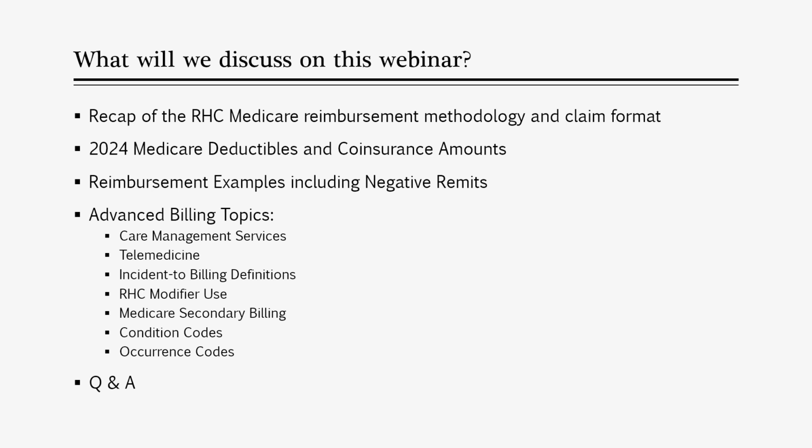And then we're going to spend a good bit of time on the Medicare deductibles and coinsurance and how the crazy way those deductibles work for RHCs, how that ends up at the first of the year giving you some really squirrely looking remittance advices that have recoupments or negative amounts on them. And then we're going to go into some advanced billing topics as you see listed here. So we have a lot to go over, and so let's just go right into it.